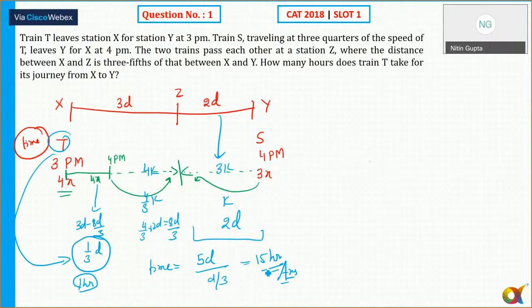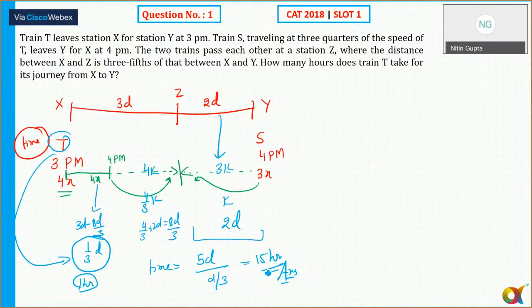So what I'm trying to do is avoid making an equation. Now, equation is one way. We can definitely frame the equation distance equals speed into time. That is the only formula. But I've avoided it and tried to solve it in a simple, logical way. So the answer is 15 hours.